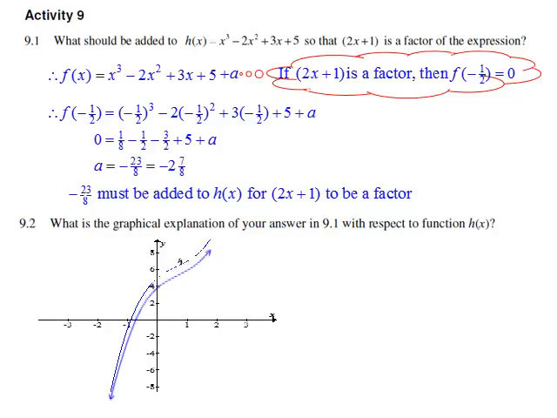And that means we have to move the function down by a number of units in order for x equal minus a half to be an x-intercept. And that number by which we have to move it down is 2 and 7/8, or add negative 2 and 7/8 to h(x).